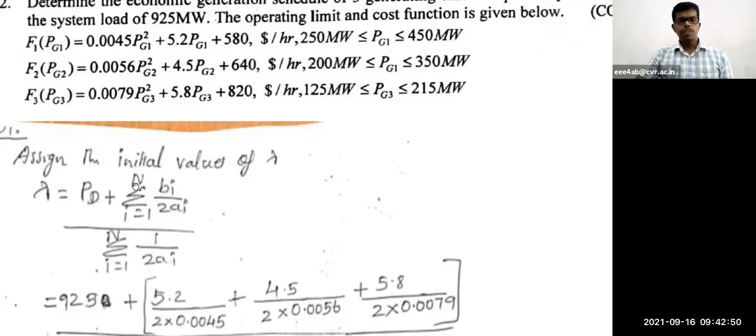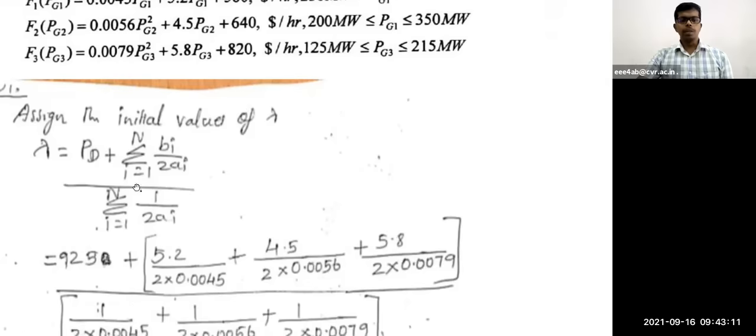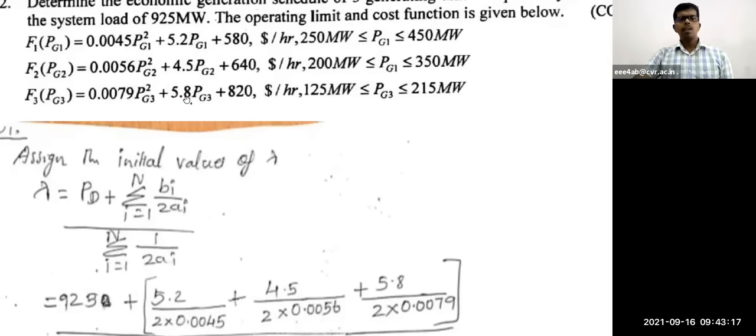So first substitute. What is the Bi divided by 2Ai? It means B1 divided by 2A1 plus B2 divided by 2A2 plus B3 divided by 2A3. Here also 1 divided by 2A1 plus 1 divided by 2A2 plus 1 divided by 2A3. Like that, first you mention, then you substitute. Here PD is 925 megawatt plus here. What is the coefficient here?